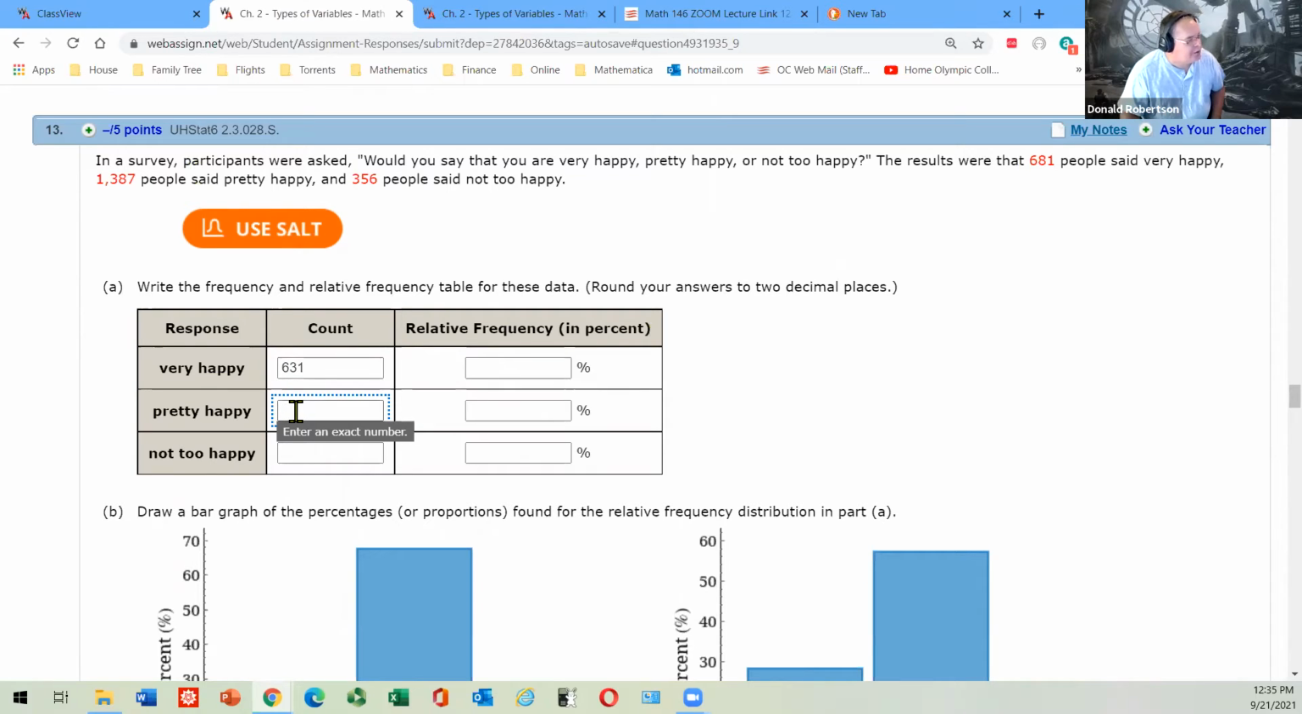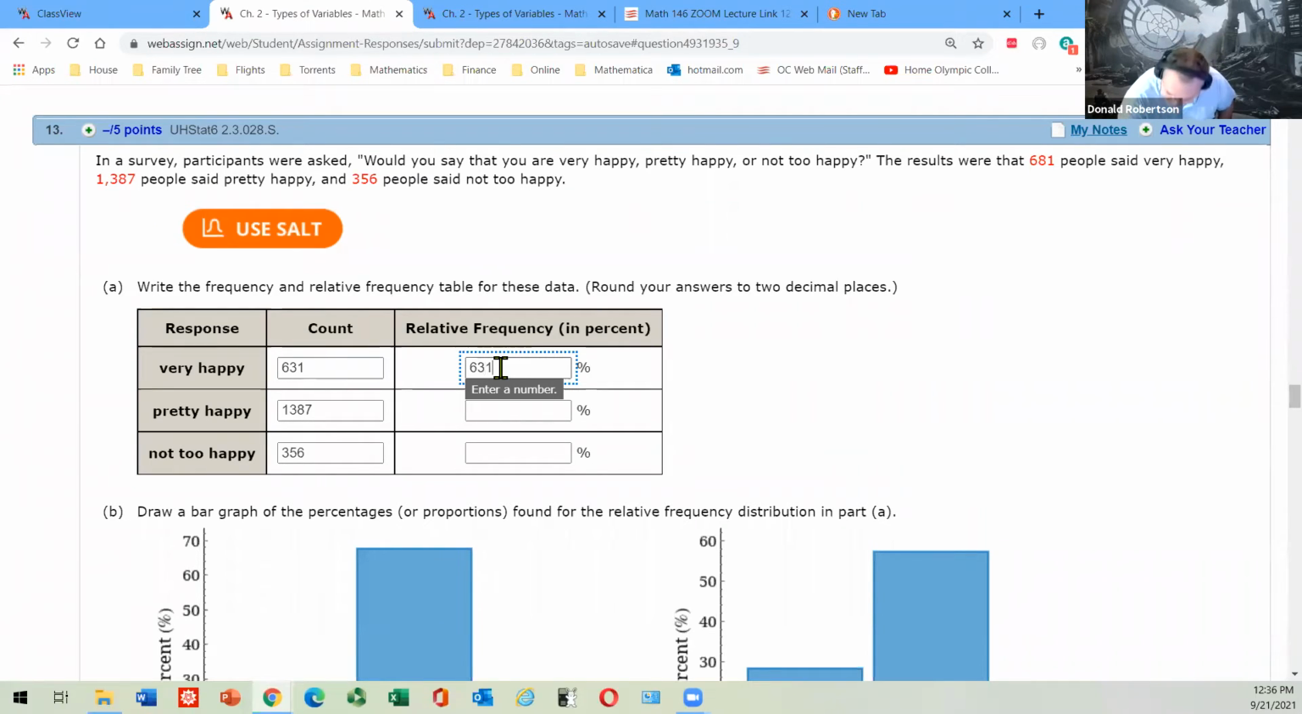And then pretty happy, well, that dropped down, didn't drop down, it actually increased to 1,387. And then not too happy was 356. Now, do you see that they want you now to calculate relative frequency in percents? So if I wanted to do just this one, although I won't do the calculation because I'd have to come in and out and that, it wouldn't be oops, wrong button.